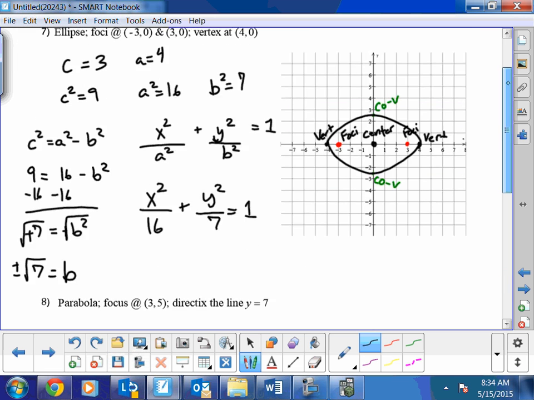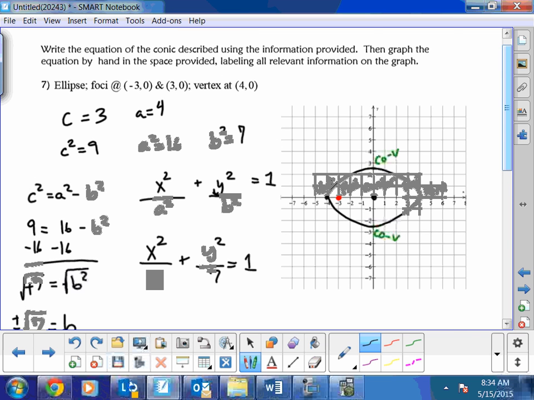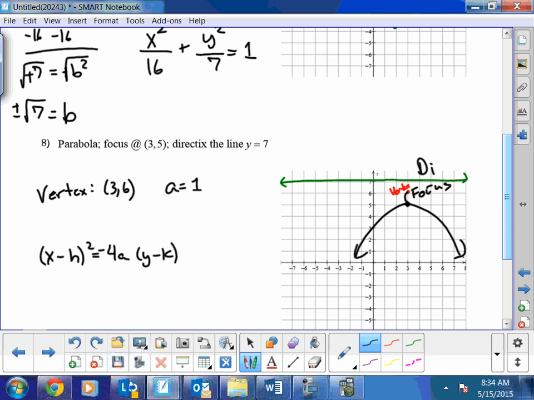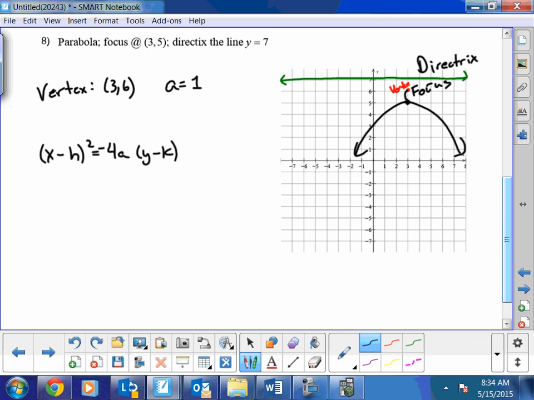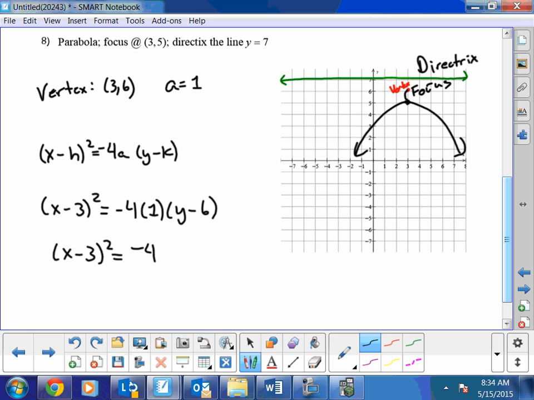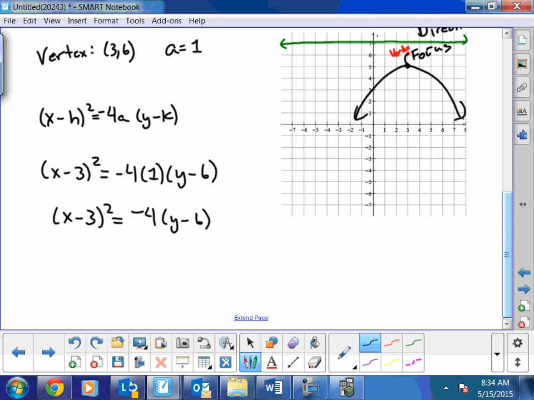Do they want to label all parts on the graph by hand, leaving all relevant information on the graph? Okay, so the only thing we haven't labeled is the directrix. My equation is going to be this: (x minus h), so (x minus 3) squared equals negative 4 times 1 times (y minus 6). If you want to have a real concise, neat graph, this is really negative 4 times (y minus 6) in standard form. So this is lovely. We have that answer. Let's move forward.